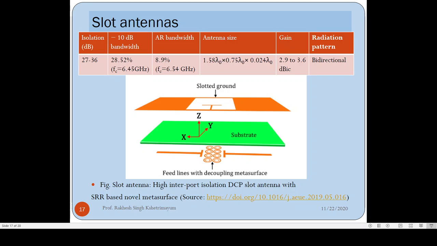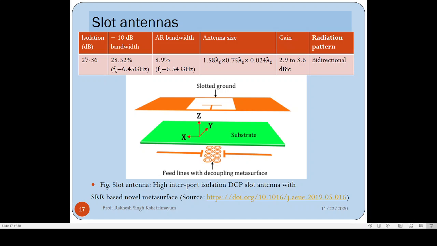So now we are feeding this slot using these microstrip feed lines here, and we have achieved dual circular polarized antennas using this feed line to the slot we have designed here. And what is the purpose of this metasurface? Basically, as I already told you, I want to use the same antenna for transmission and reception. So when I transmit and receive at the same time, there will be a lot of interference between the signals which are transmitted and received.